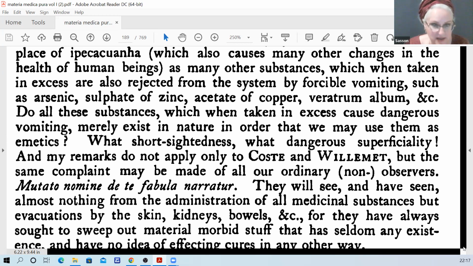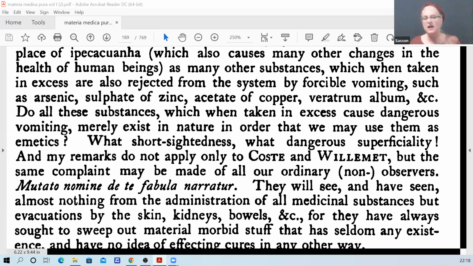They will say, they will see and have seen almost nothing from the administration of all medicinal substances but evacuations by the skin, kidneys, bowels, etc. For they have always sought to sweep out material, morbid stuff that has seldom any existence, and have no idea of affecting cures in any other way. So in this type of old-fashioned allopathic medicine, they would try to sweat people, vomit people, purge people. Purging people means making them have diarrhea. And they would think that in this way they were eliminating a dangerous substance from the body. That's what he's saying, sweep out and evacuations, to release and to get rid of.